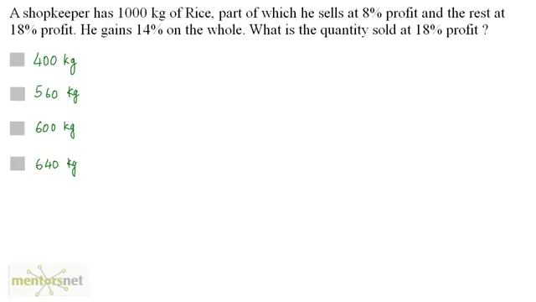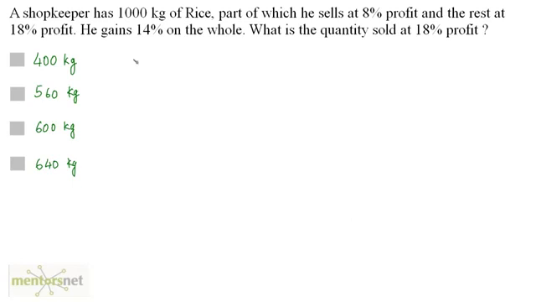A shopkeeper has 1000 kgs of rice, part of which he sells at 8% profit and the rest at 18% profit. He gains 14% on the whole. What is the quantity sold at 18% profit?